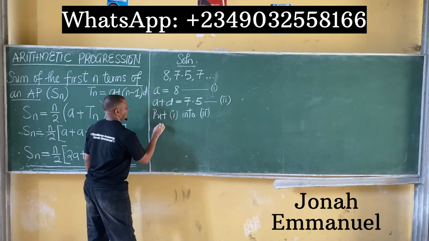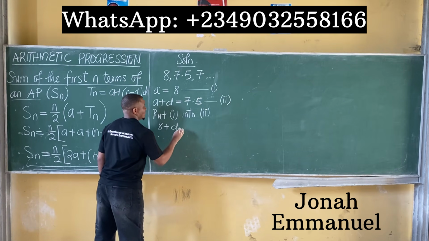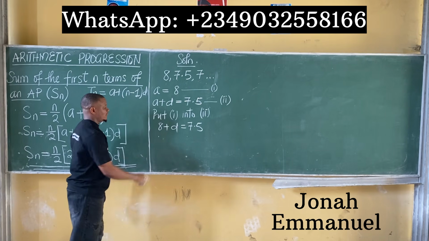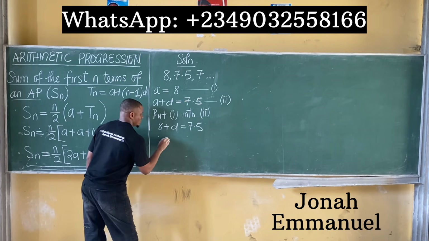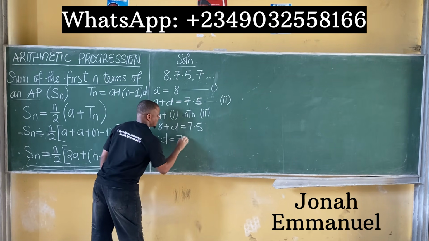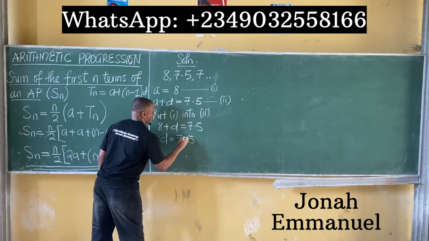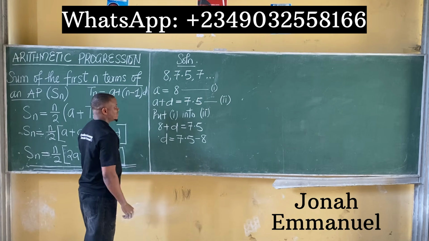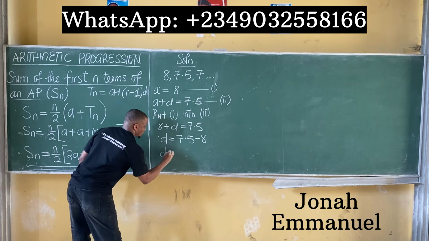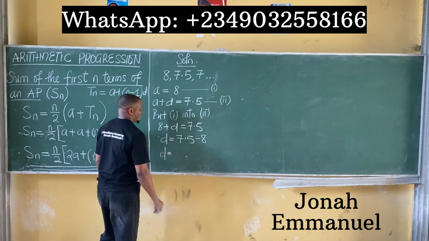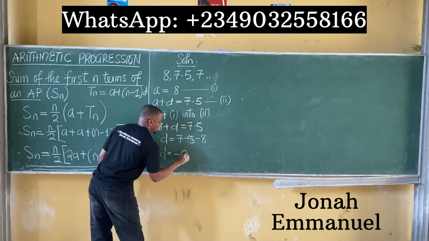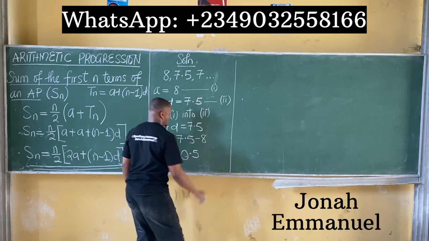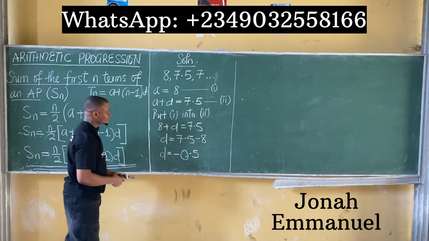A is 8. So I have 8 plus D is equal to 7.5. To get the value of D, move it over here. So D is equal to 7.5. This is plus 8, moves over here, becomes minus 8. So what's the value of D from here? D is equal to 7.5 minus 8 gives you minus 0.5. So minus 0.5 is the common difference.